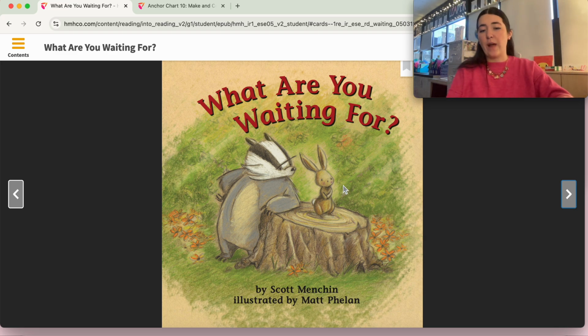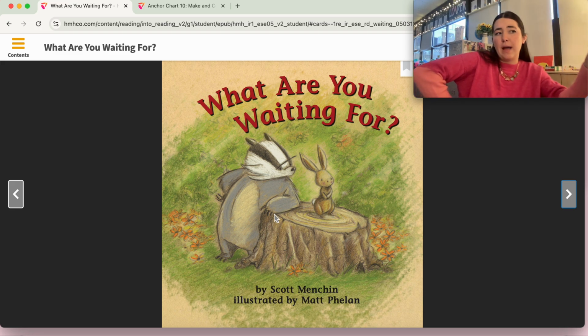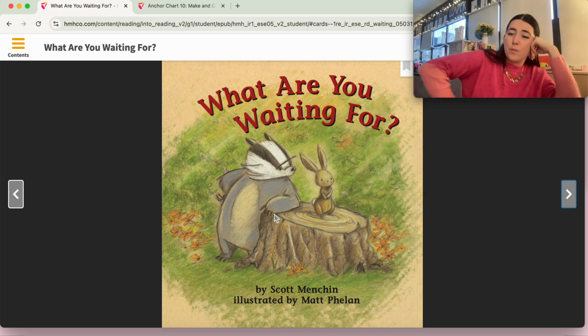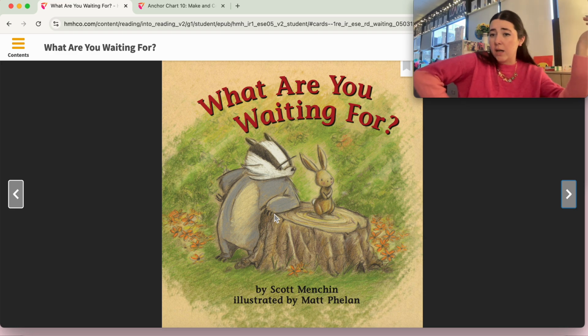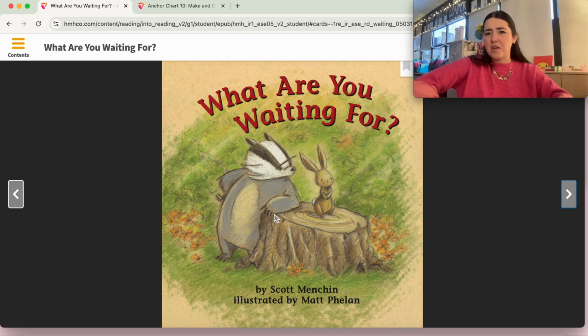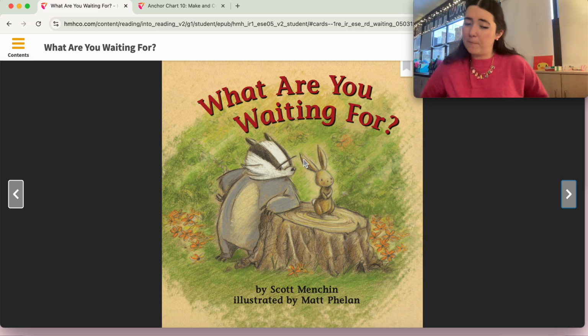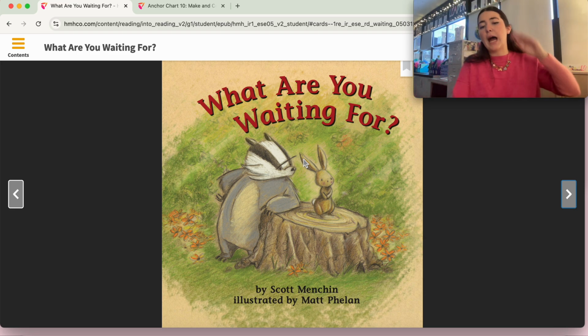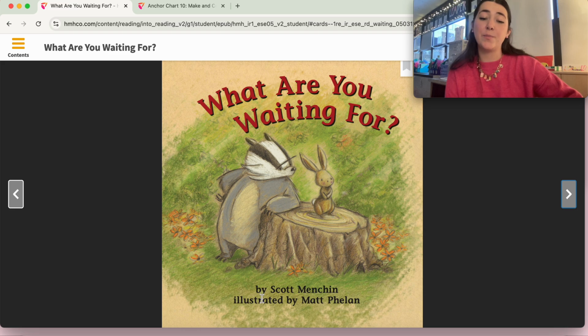It looks like the rabbit might be waiting for something, and then it looks like the badger or the raccoon might be looking at him going, what are you waiting for? So my prediction is that the rabbit is waiting for something, and that the raccoon or the badger is trying to figure out what they are waiting for. And I wonder if while we're reading we figure out at the end what the rabbit was waiting for. Let's see. The author is Scott Mention, the person who writes the words, and this book has a separate illustrator, or the person who draws the pictures, which is Matt Phelan.